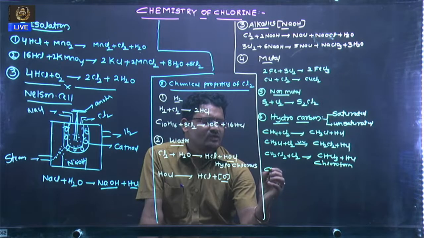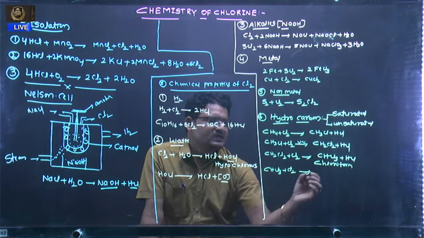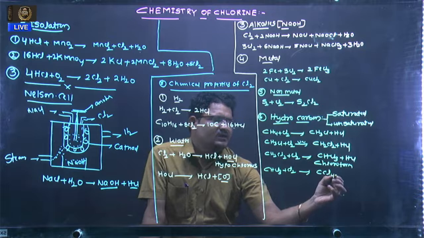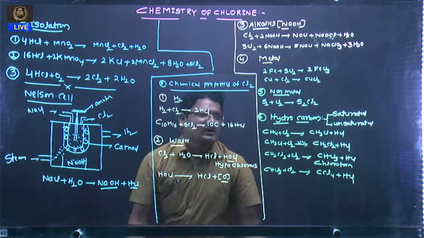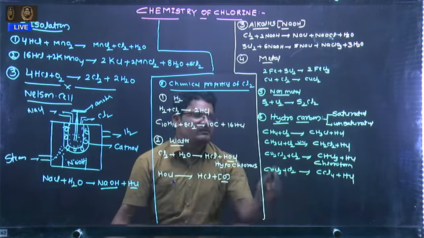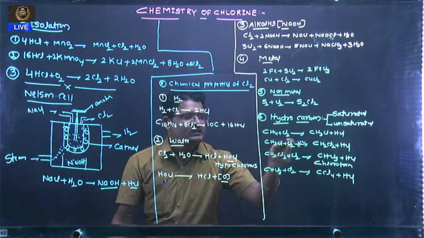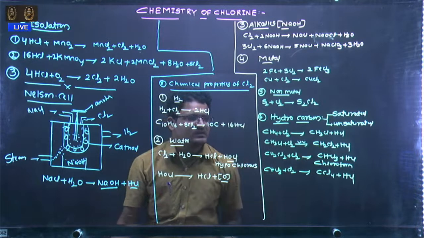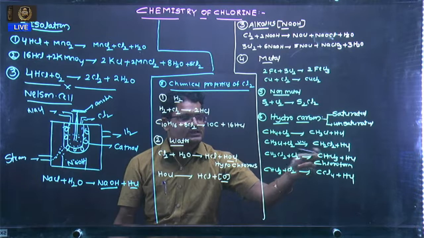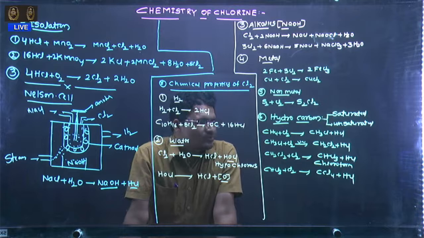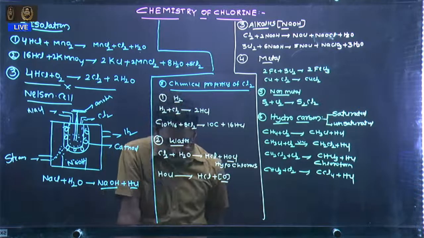Then chloroform reacts with Cl2 in the presence of sunlight to give carbon tetrachloride and HCl. This is for saturated hydrocarbons. That means methane reacts with chlorine to give monochloromethane, then dichloromethane, then trichloromethane, which is chloroform, and then carbon tetrachloride.